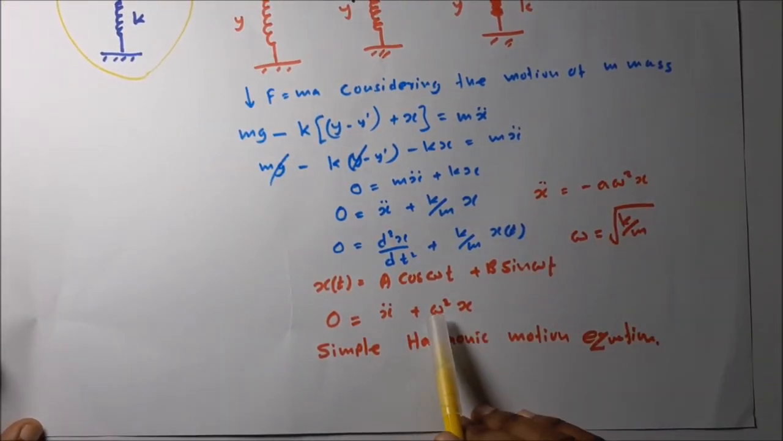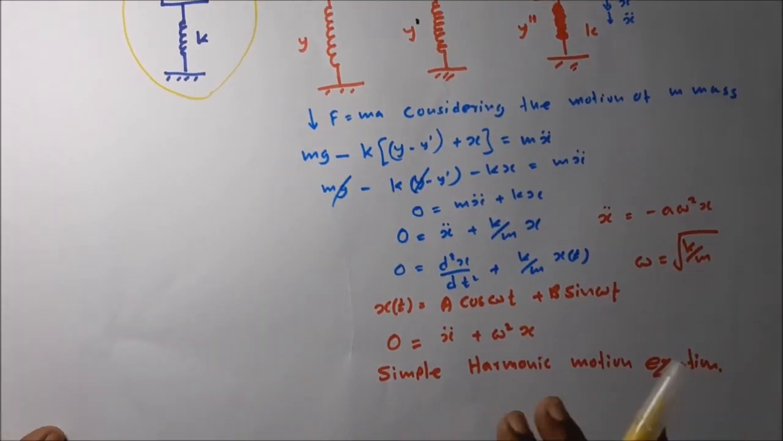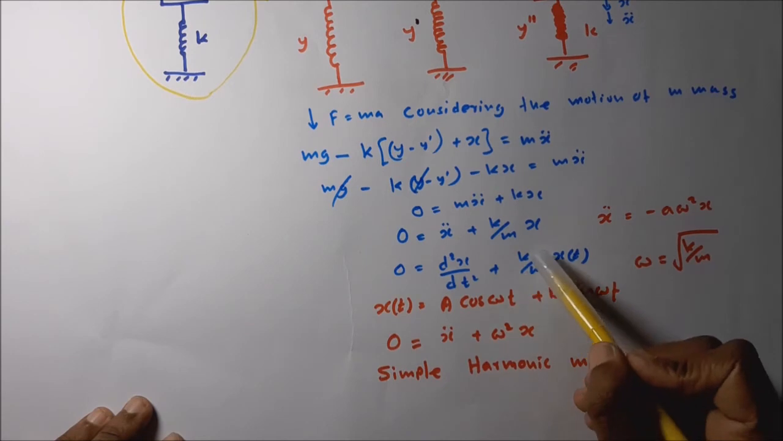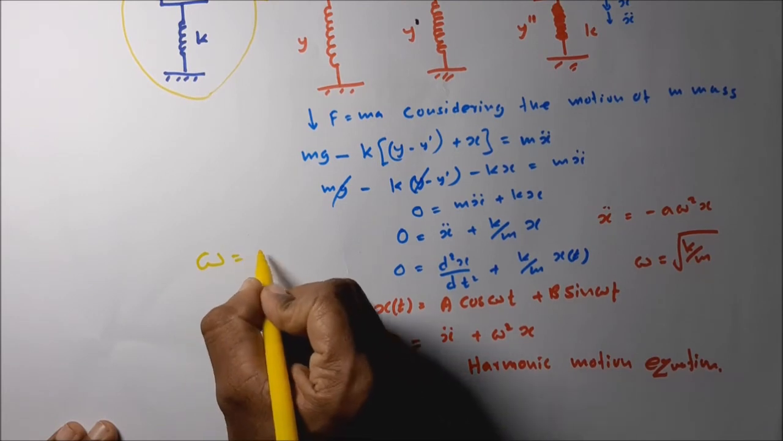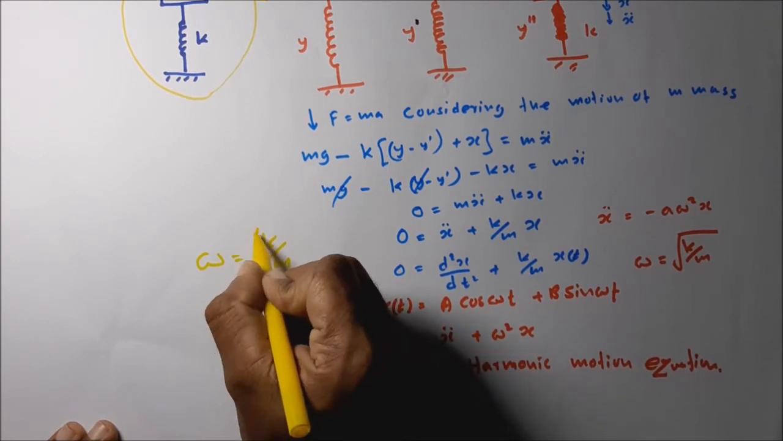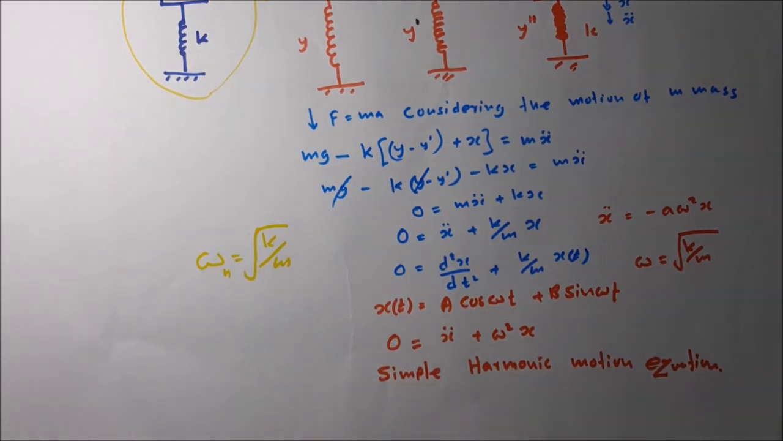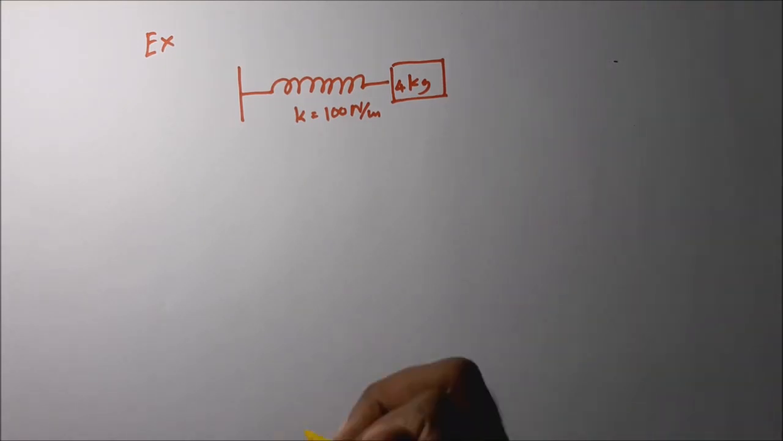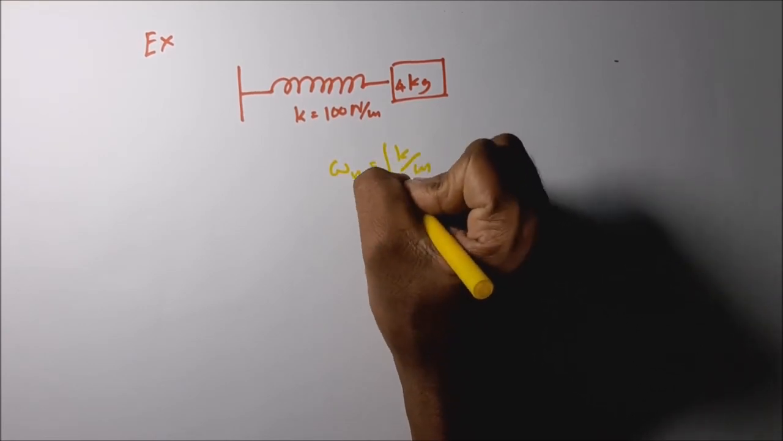Omega is the system natural frequency, because we are mapping this free vibration system to the simple harmonic motion equation. When mapping with the simple harmonic motion equation, the system frequency is equal to omega. In this situation, omega is represented by the square root of k divided by m. So the system natural frequency is omega n equals the square root of k divided by m. In that way we can find the system natural frequency.